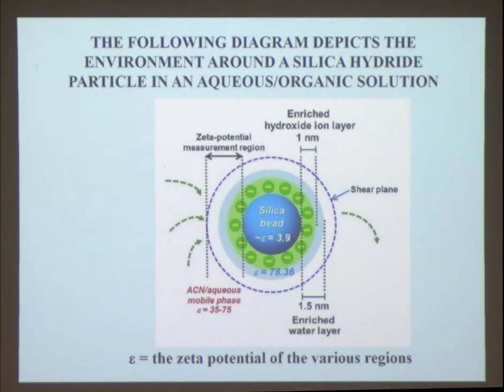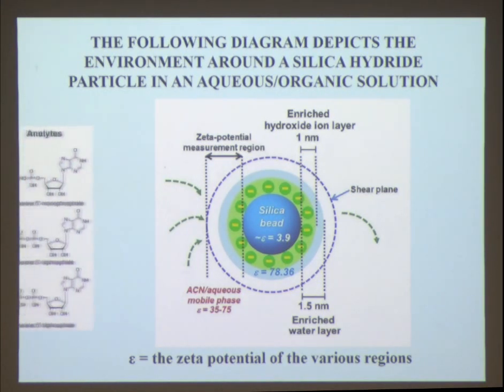So here, if you forget this one, there's a graph over here that allows you to look at it again. This is our model, right? We've got the silica bead. It's got the hydride surface on it. So it's got this negative charge. And this is the overall region of the measurement of the zeta potential. So it definitely encompasses the whole surface of the silica bead and accounts for the overall negative charge that's there.